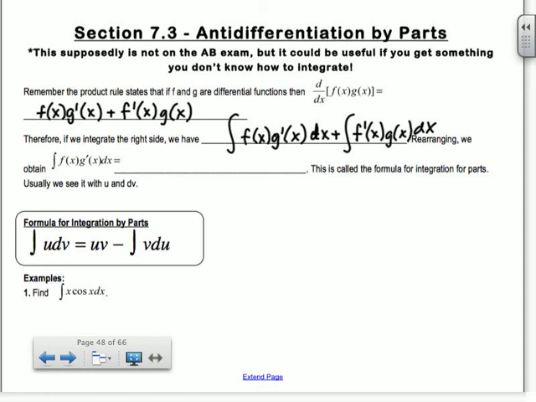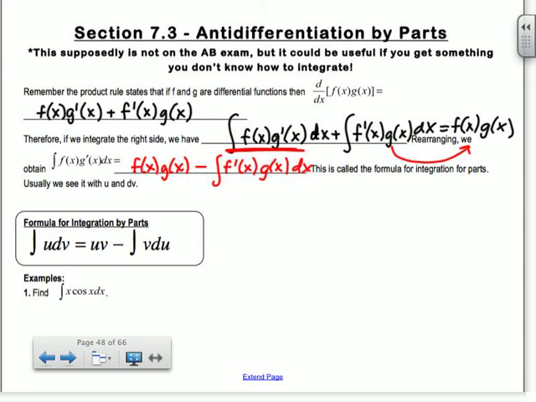So rearranging, this would all equal f of x g of x, right? If you integrate both sides. So rearranging, if you have this one and you subtract this one over, you would get f of x times g of x minus the integral of f prime of x, g of x, dx. Okay, this is called the formula for integration by parts.